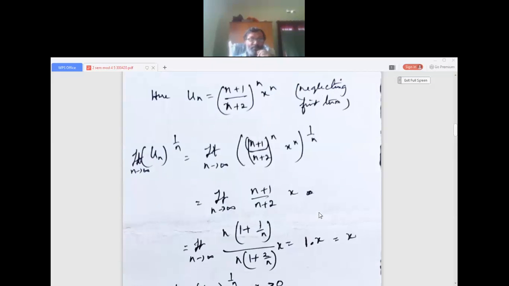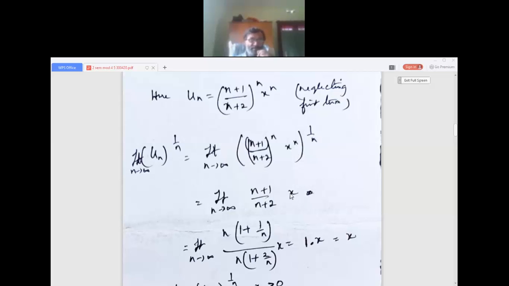Now we simplify this. By the rules of indices, (a into b) power m is a power m into b power m. When this term is raised to the power, the powers are multiplied, and n and n get cancelled. So we get (n plus 1) by (n plus 2) to the power 1. Here, x power n whole power 1 by n, and n and n get cancelled.